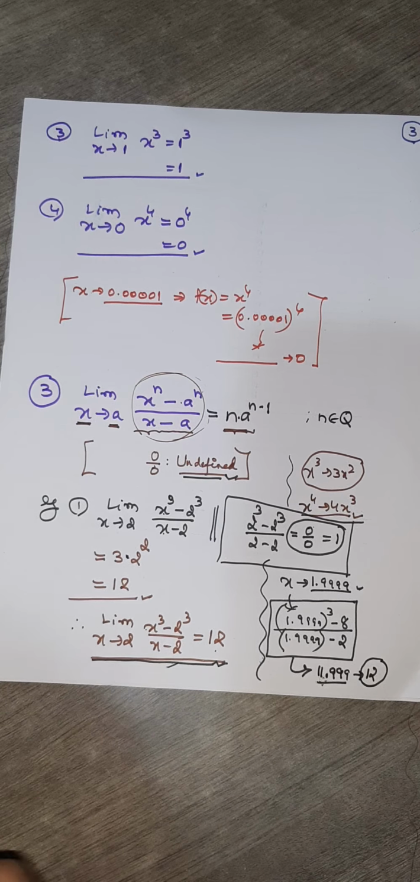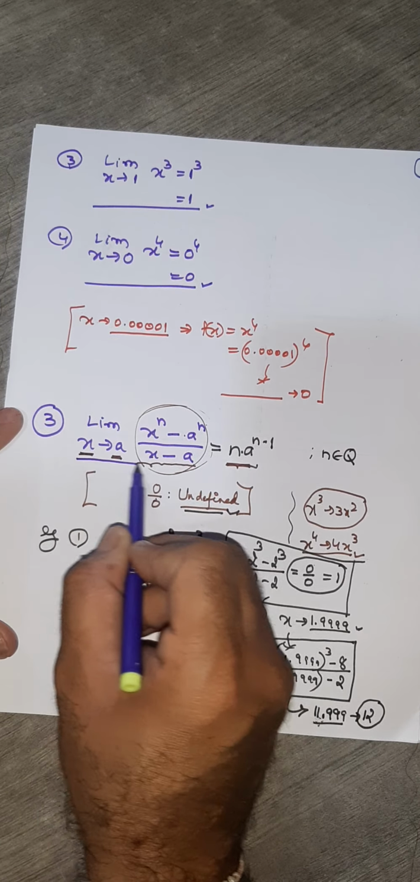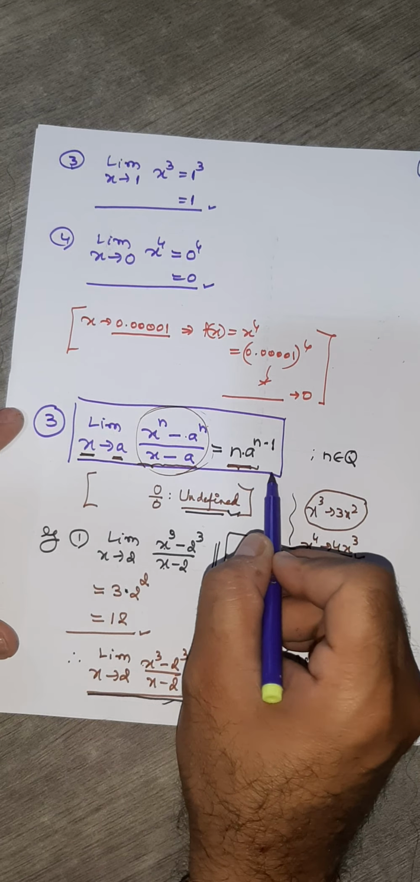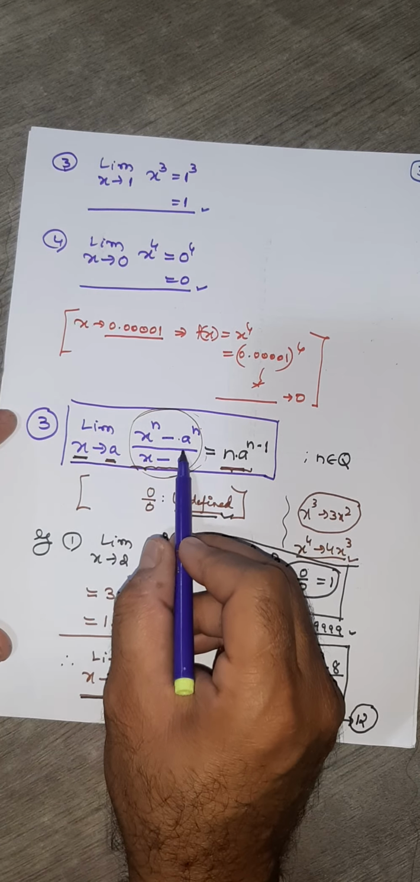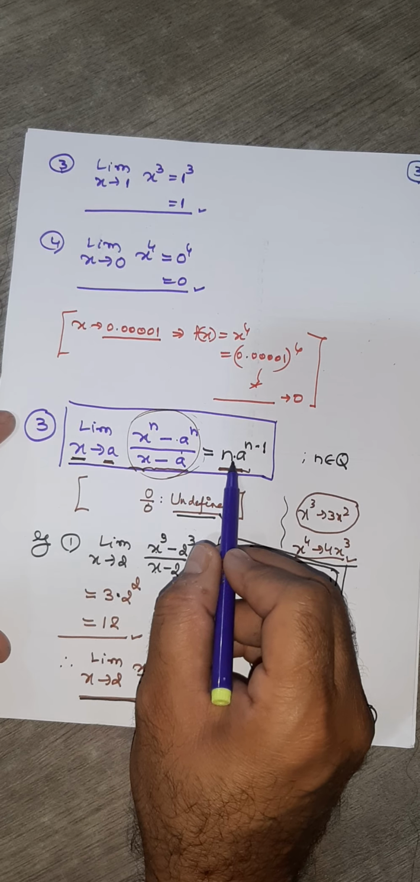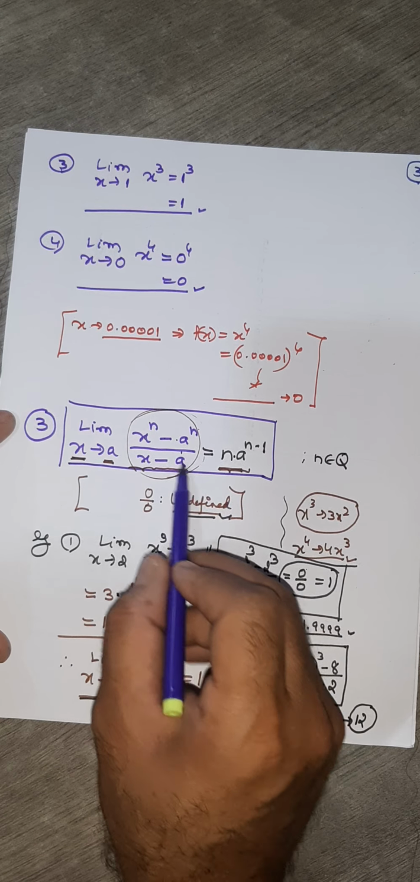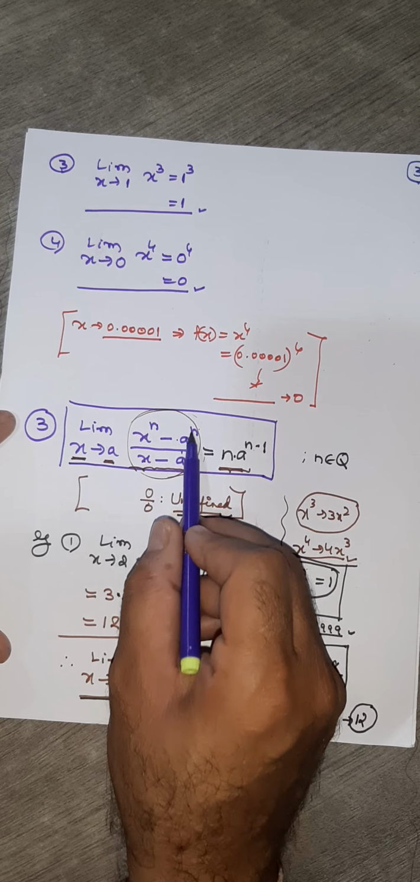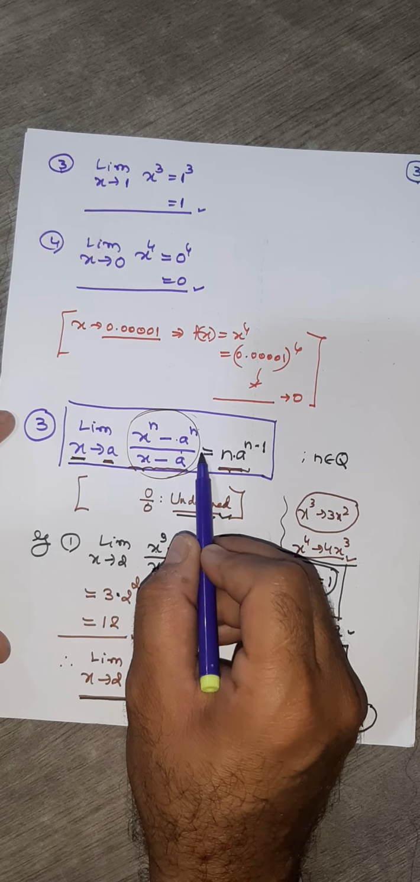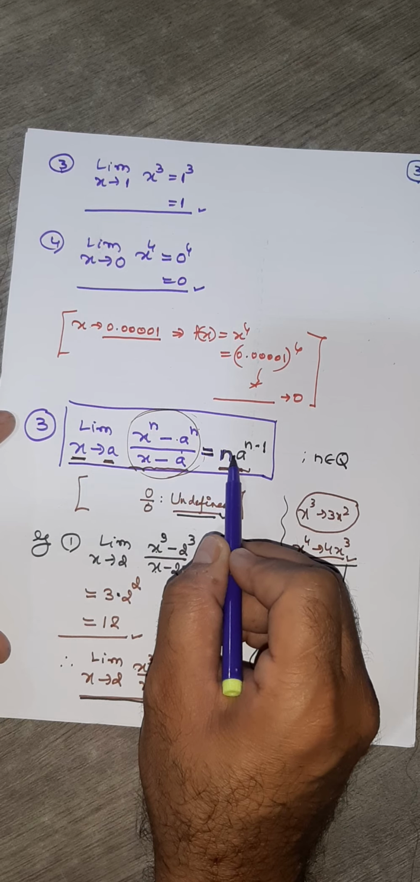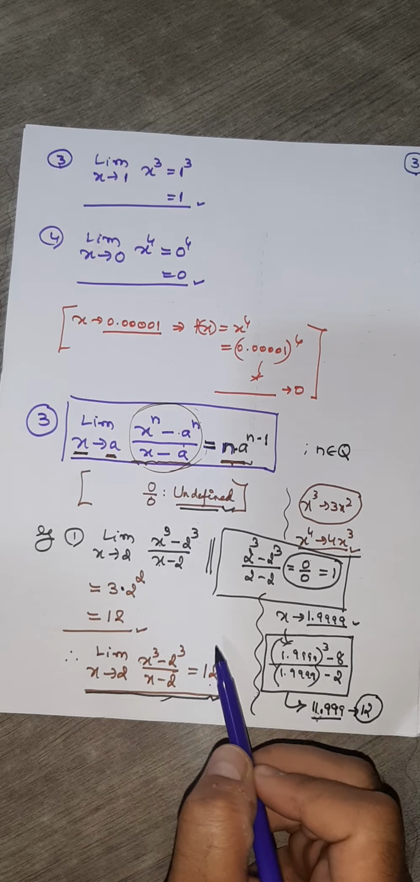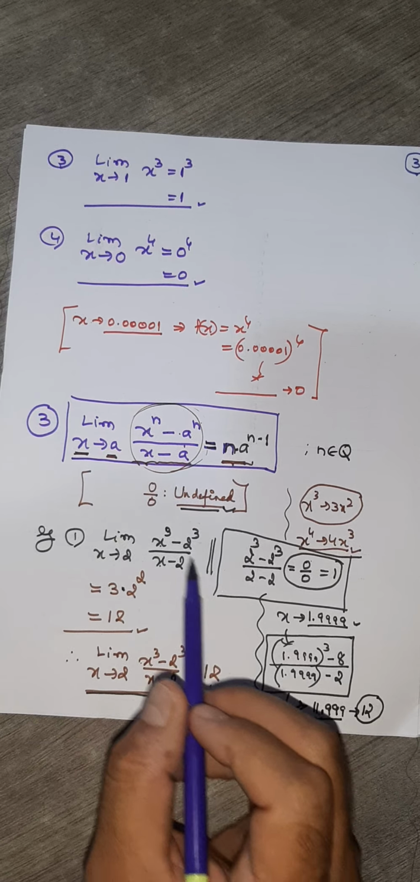Okay, so this is the third important result. Remember, limit x tends to a, x raised to n minus a raised to n upon x minus a is n into a raised to n minus 1. Limit x tends to a, x raised to n minus a raised to n upon x minus a equals n into a raised to n minus 1. That's the third important result. Right? 3 things as I told you.